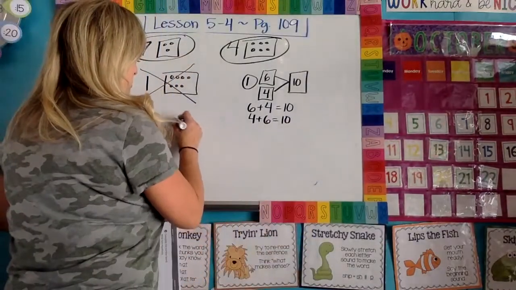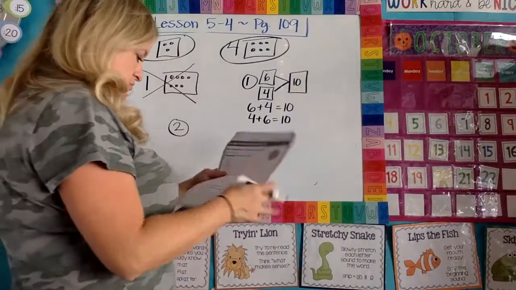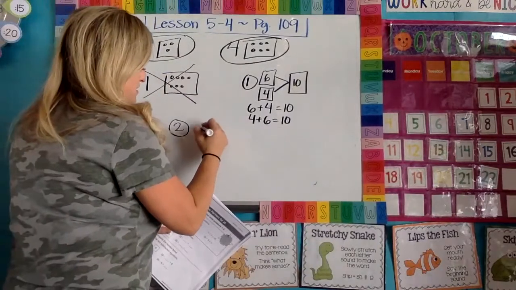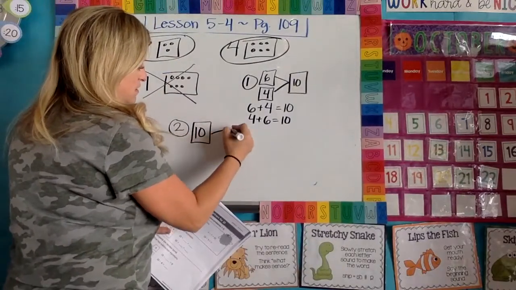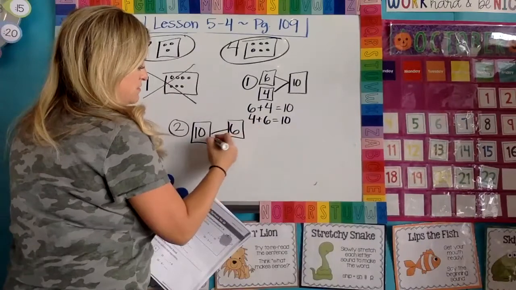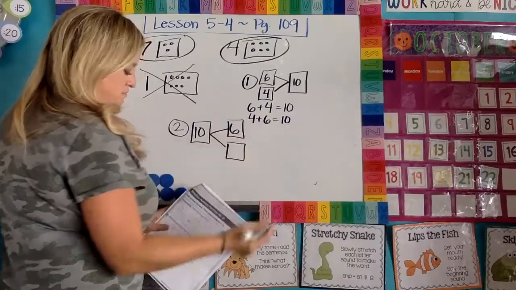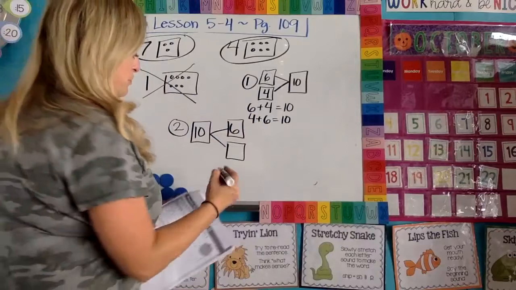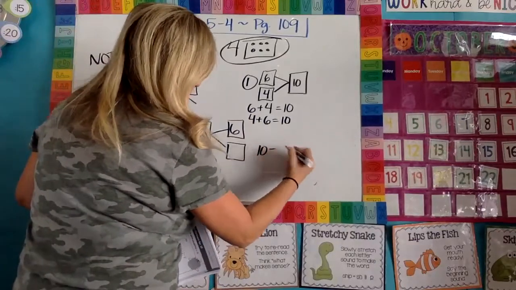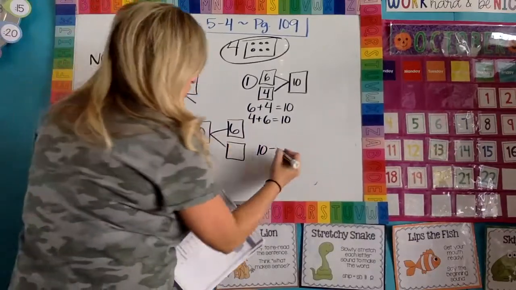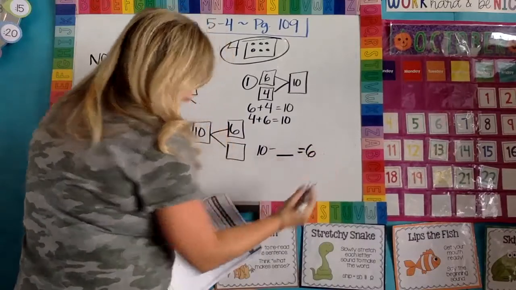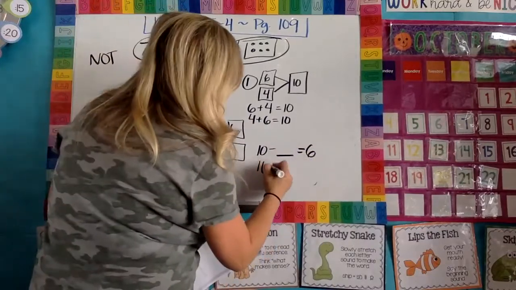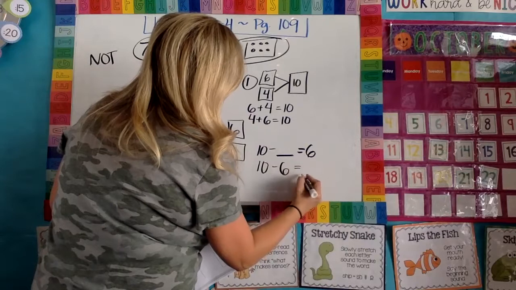So number 2 looks like this. It has a 10 and a 6. And we don't know. It says 10 minus, my nose is itchy, blank equals 6. And then it says 10 minus 6 equals blank.